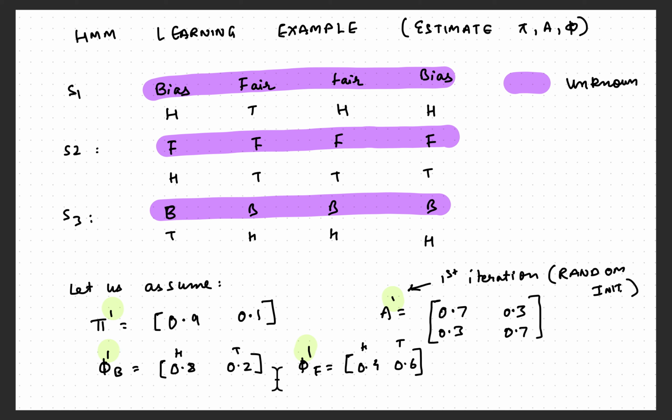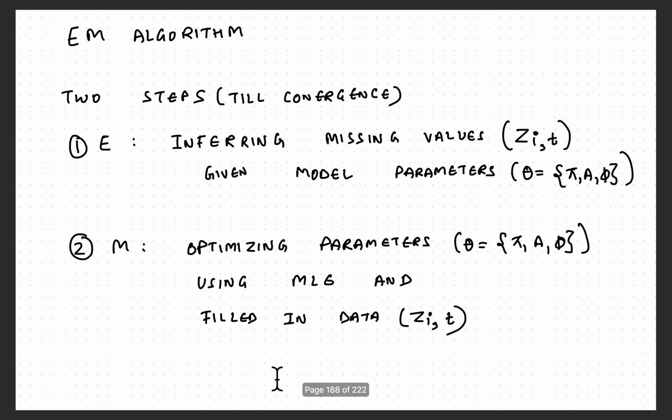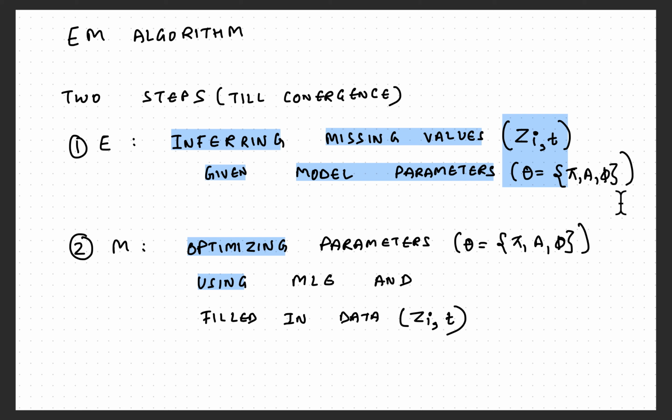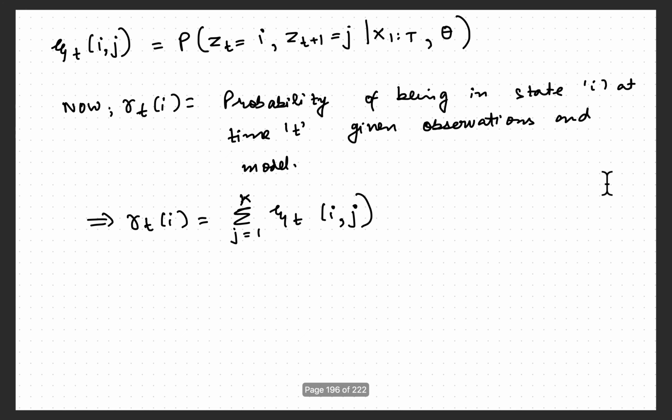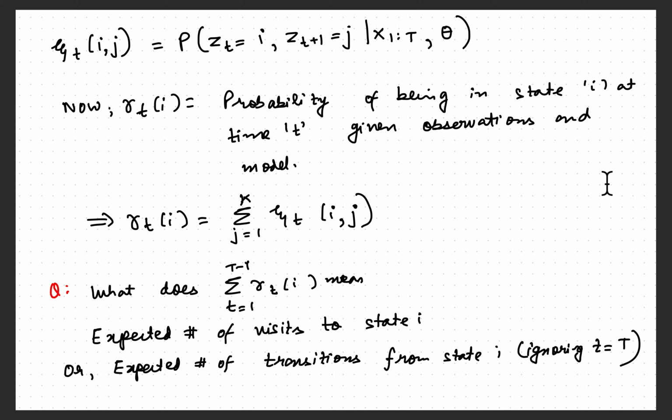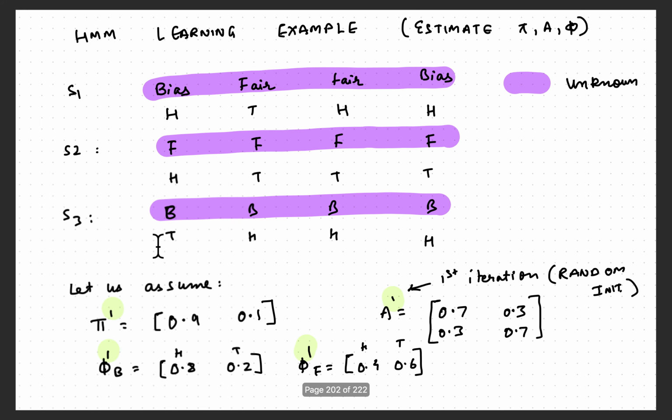So now what I want you to do is, if we go back to the algorithm, what I said was, in the E step, you're trying to infer the missing values, z i t, given the model parameters and the observations. So you already know the model parameters for this iteration and you know the observation sequence. Could you infer the missing values of z i t for each ith sequence and the tth timestamp in the sequence? That's the task that we want to carry out next. And for that, we need to compute the sufficient statistics, epsilon t of ij and gamma t of i.